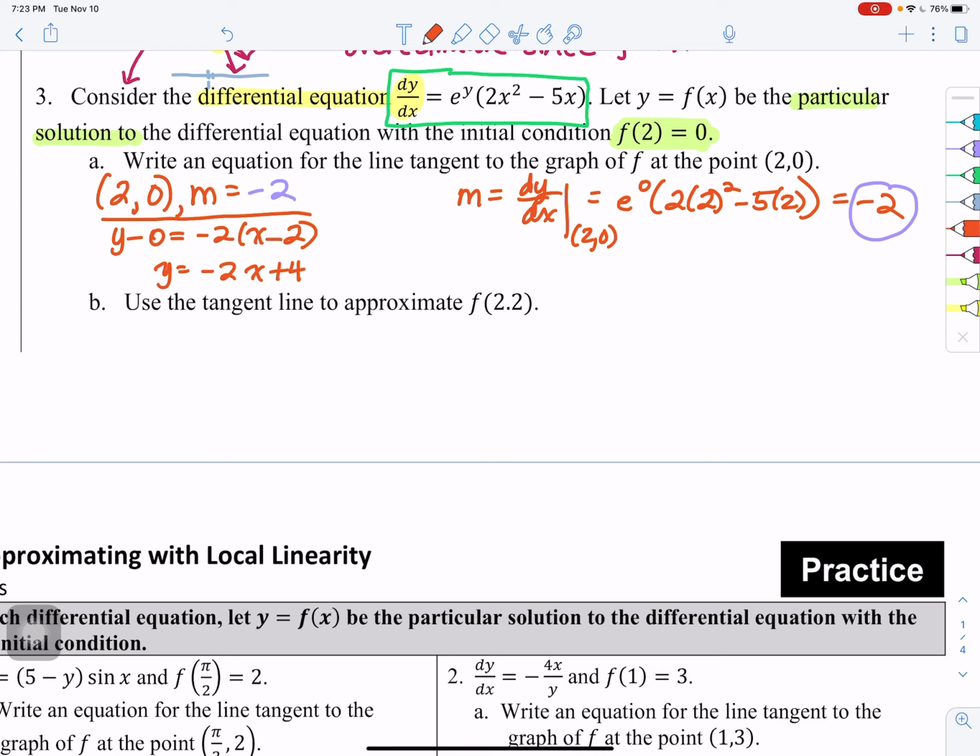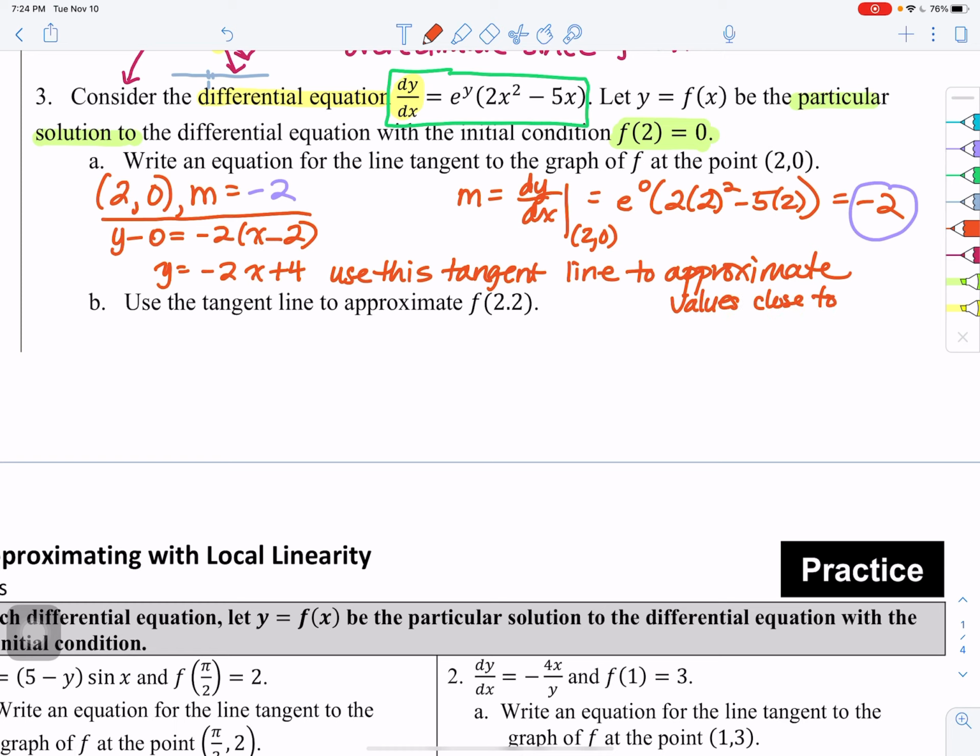Now we're going to use this to approximate values close to x equal to 2. Sorry, I said negative 2. The slope was negative 2, but our x value is 2.